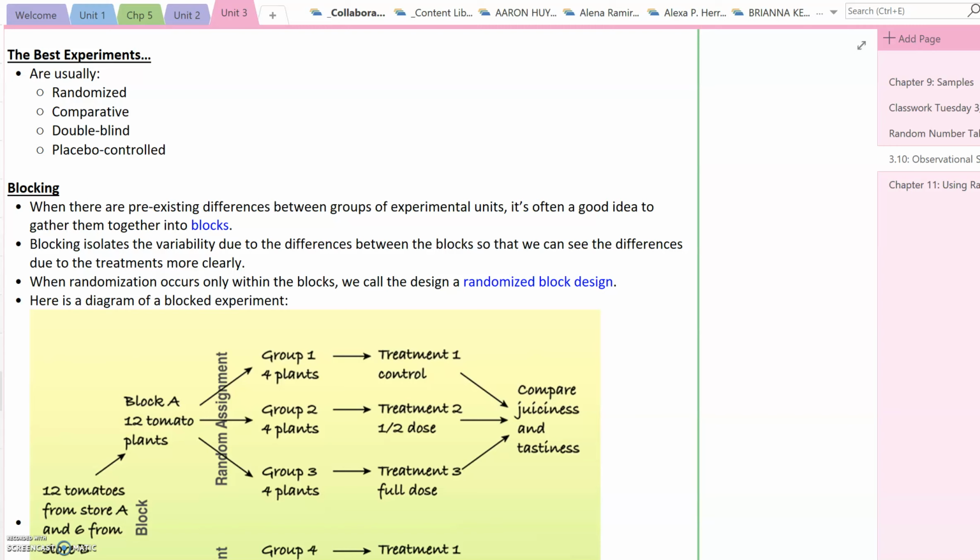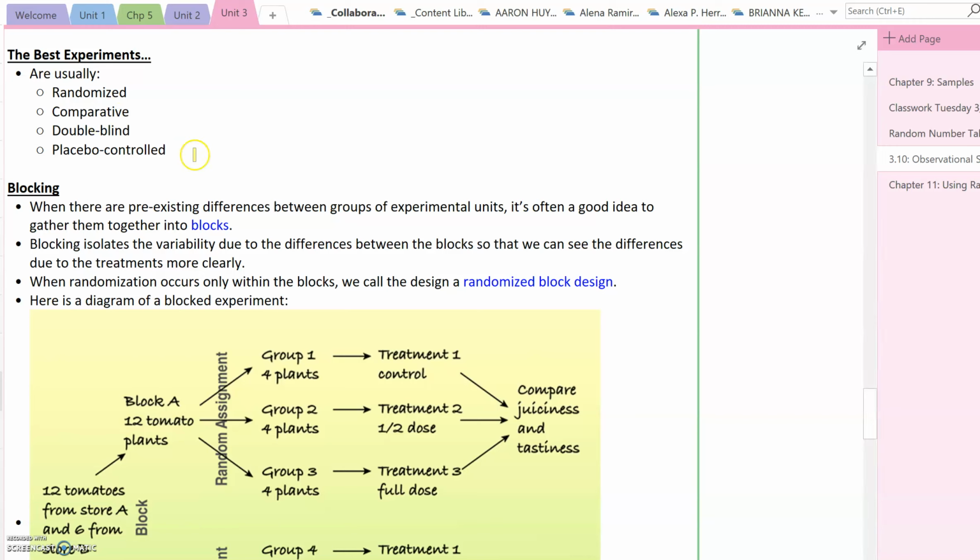So the best experiments are randomized, comparative, double-blind, and placebo-controlled. So when you are designing an experiment, you want to do your best to make sure that all of those aspects are covered in your experiment. Now, sometimes in experiments, we use the idea of blocking.